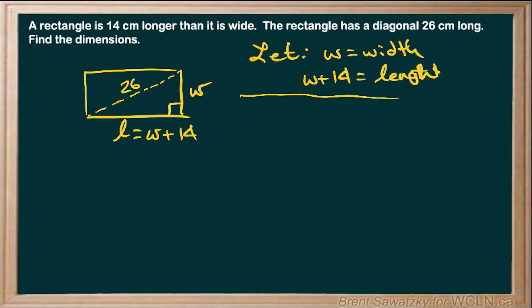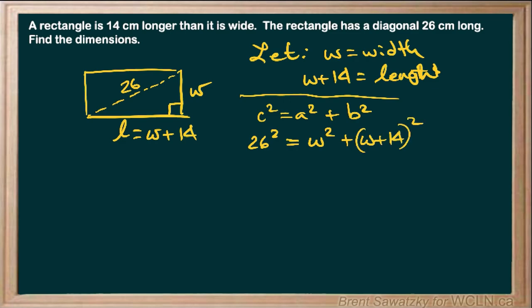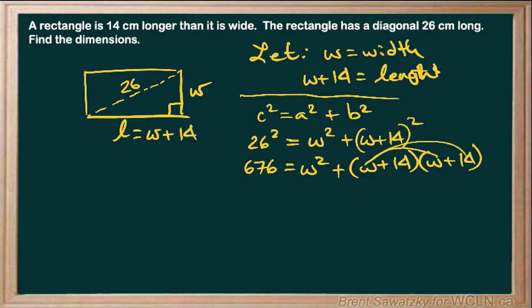So with Pythagorean theorem, c squared equals a squared plus b squared. We know that c, being 26, squared is equal to, when we apply our a and b, we're going to do it all in terms of W. So W squared plus the length squared, W plus 14 all squared. And 26 squared is 676, which you can get from the calculator. Then we have W squared and the (W plus 14) squared. Don't write it as W squared plus 14 squared. It might be best just to write it out to make it clear: W plus 14, and then just distribute.